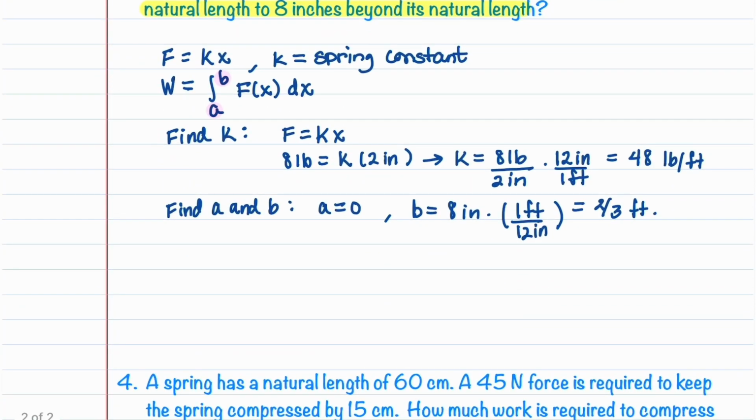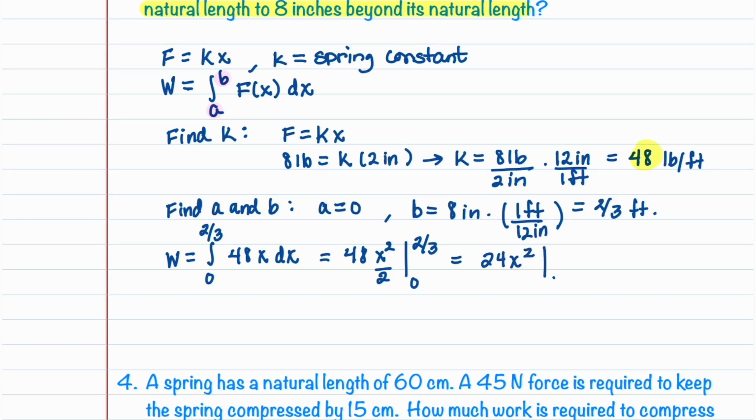Now we can go ahead and evaluate our integral. Our work is the integral from 0 to 2/3 of our force F, which is k, which looking back up here is equal to 48. So we have 48 times x dx. This is equal to 48 x squared divided by 2, evaluated from 0 to 2/3. This is 24x squared, again evaluated from 0 to 2/3.